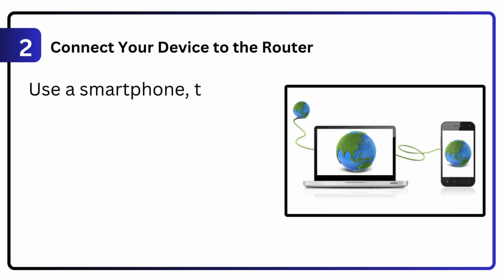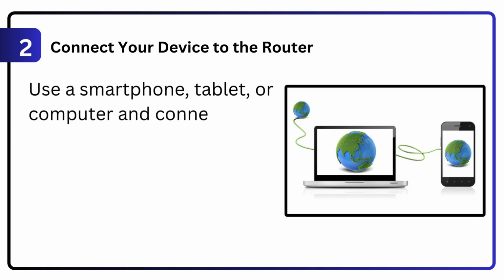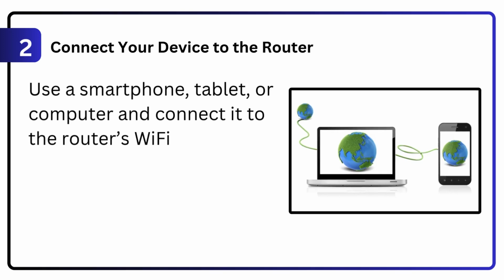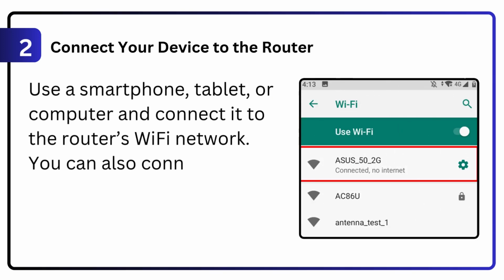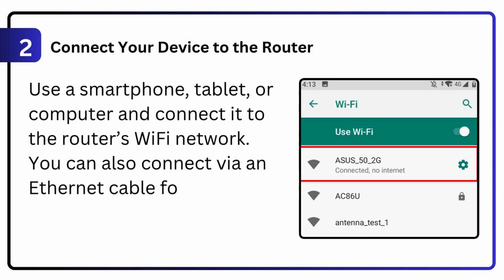2. Connect your device to the router. Use a smartphone, tablet, or computer and connect it to the router's Wi-Fi network. You can also connect via an Ethernet cable for a more stable connection.